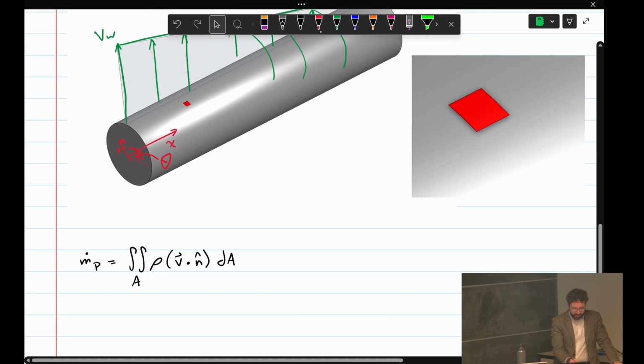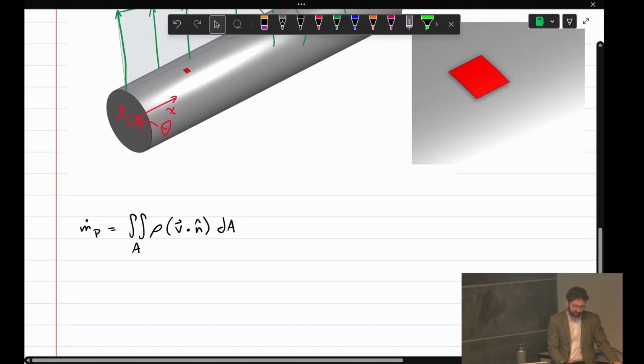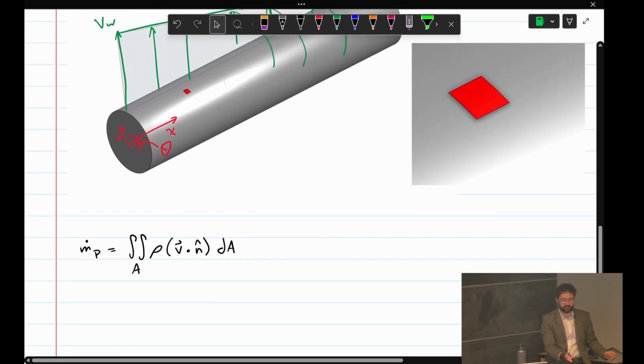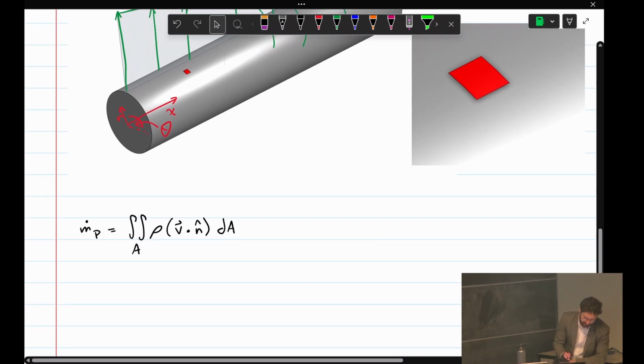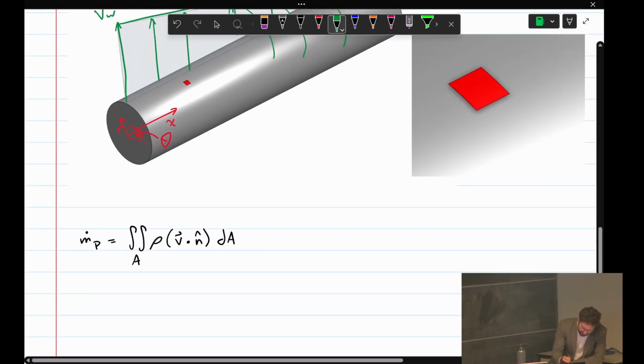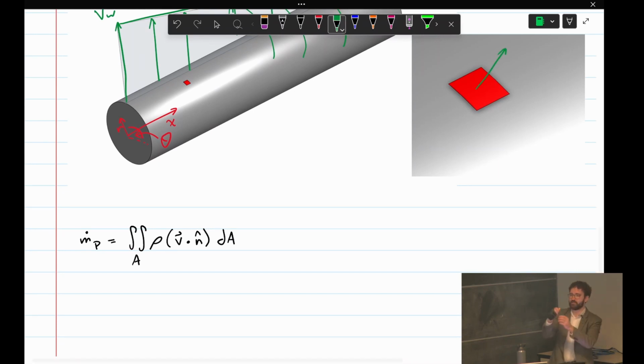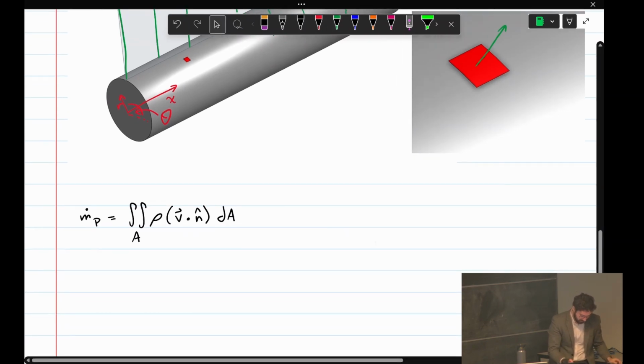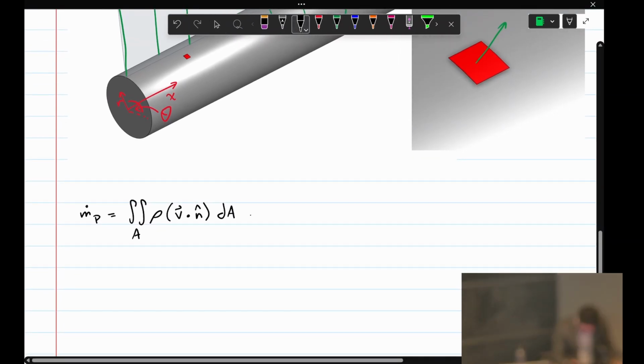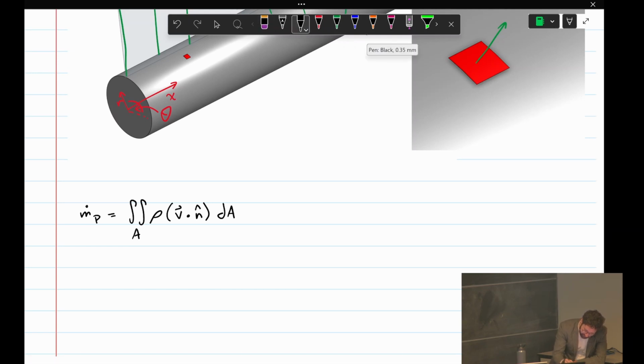So the v dot n is always going to be positive, and it's always going to be equal to that local velocity. No matter where we look at our small area element, that velocity is just going to be pointing straight outwards, always. So for this integration, the other thing we have to look at is our dA.